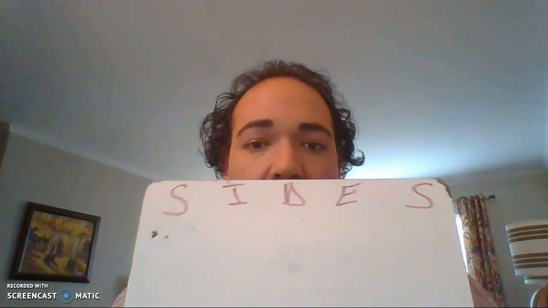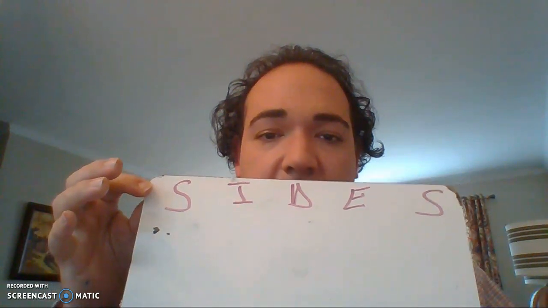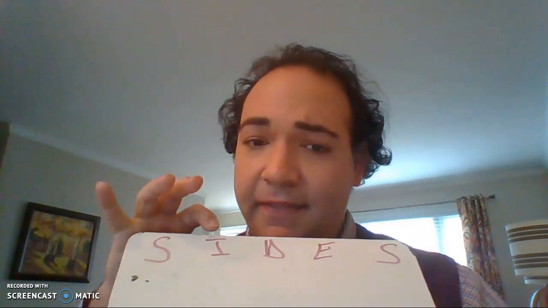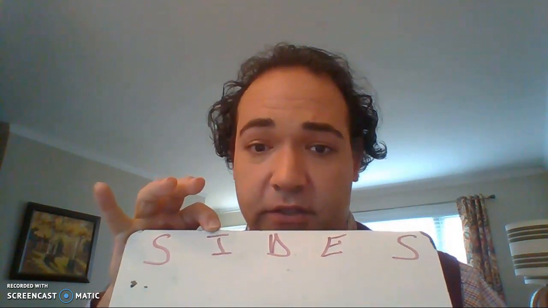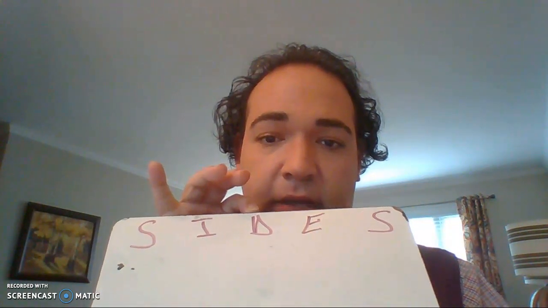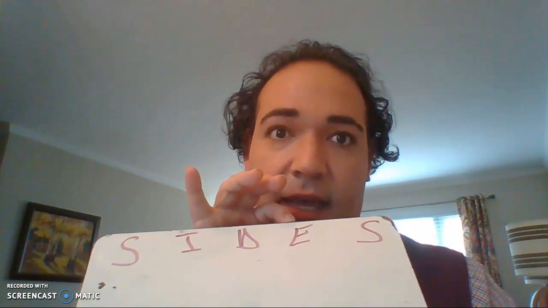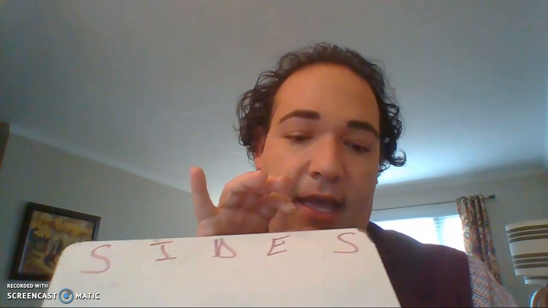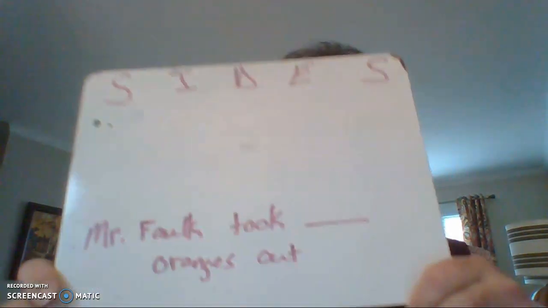Remember that in using our SIDES strategy, the first S is for the sentence. The I is important words. Your D is to draw a picture. E is for the equation. And the final S is how you solve it.